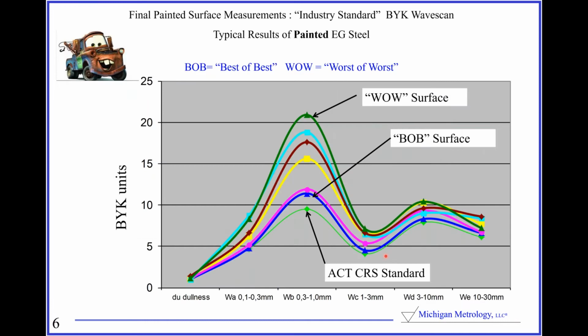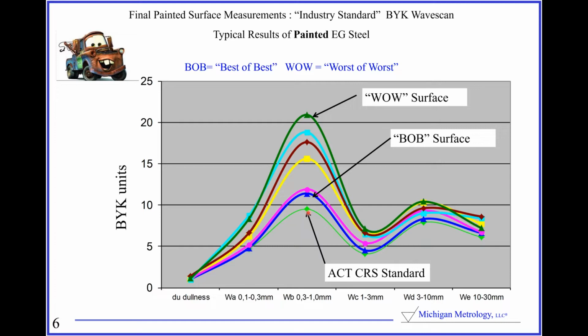If one were to take a series of samples, and this is an example, some real data that was collected through this whole study, just to illustrate the project, what we did here is we took some samples we call BOB, best of the best surfaces, meaning the ones that painted best, and then WOW, worst of the worst surfaces, surfaces that painted the worst, and then some in between, as well as a standard surface called an ACT-CRS standard, which is a very smooth surface. And we took the actual substrates and then had them painted all at the same time. You always want to paint things at the same time so you eliminate any variability between the paint process.